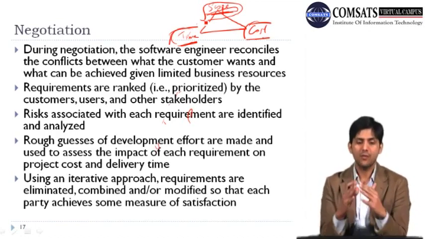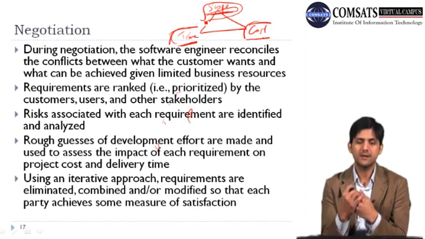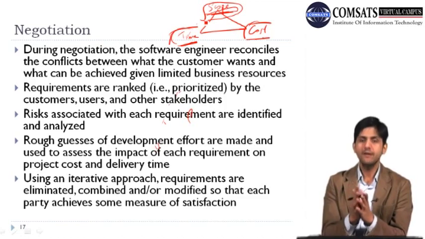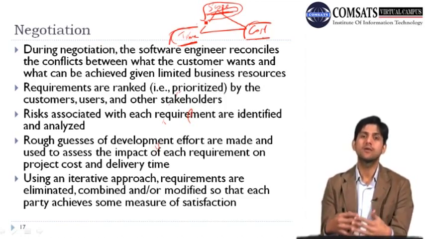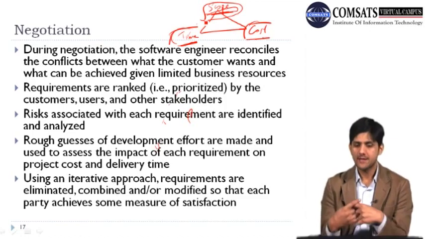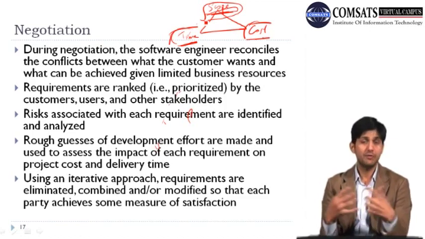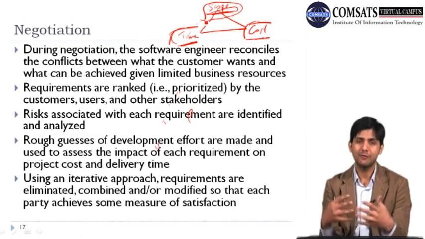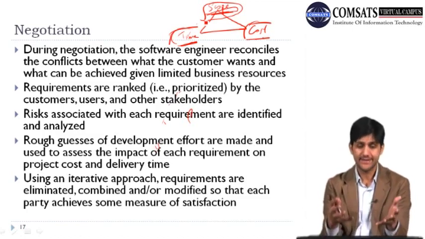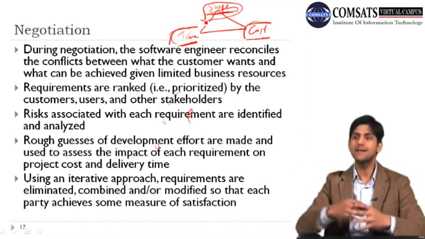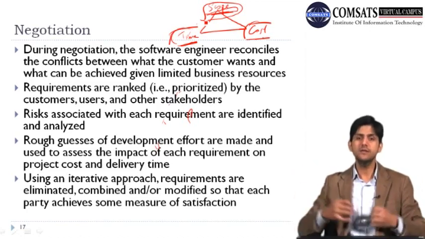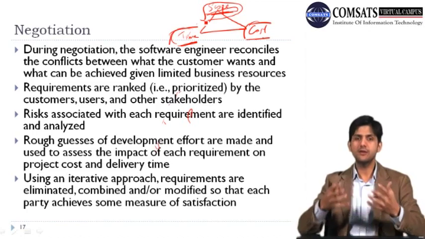So what we do is requirements are ranked by the customers, users and the stakeholders. One very important task of negotiation is requirement prioritization, and we are going to talk about it in lots of detail, but very simply, as it's written here, there are different ways of ranking requirements, but let's say that there are three different stakeholders, and we have identified lots of these requirements.